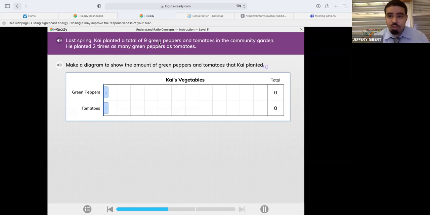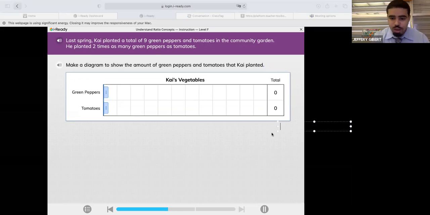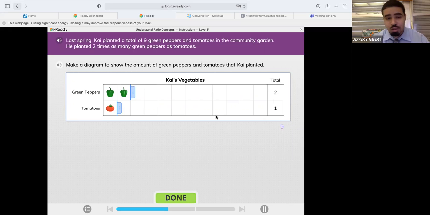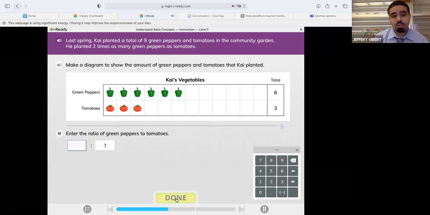All right, it says there's a total of 9. So we need this total right here to add up to 9. And it says he planted 2 times as many green peppers as tomatoes. So that means for every 1 tomato, he did 2 green peppers. Right now, our total is 3. So that's not good enough. We need to get to 9. So we're going to add another tomato. But whenever we add a tomato, we got to add 2 green peppers. So 2 more green peppers. Right now, we're at 6. So we got to keep going. So add another tomato, but that means we got to add 2 more green peppers. And that's 9.